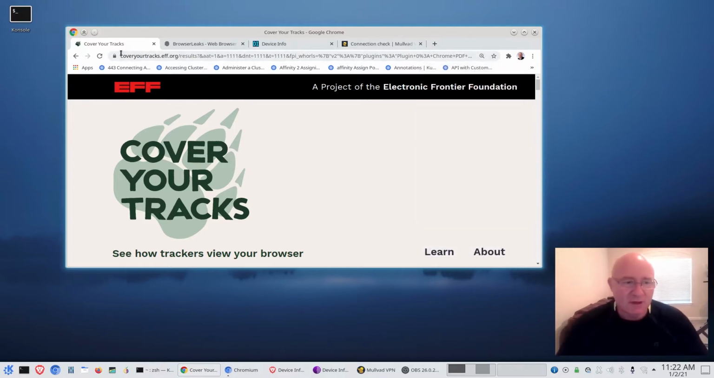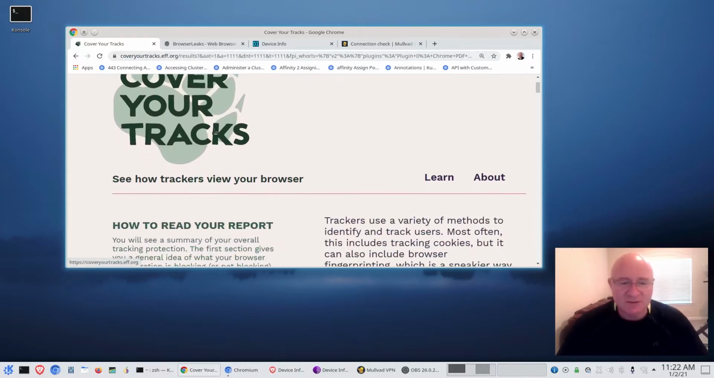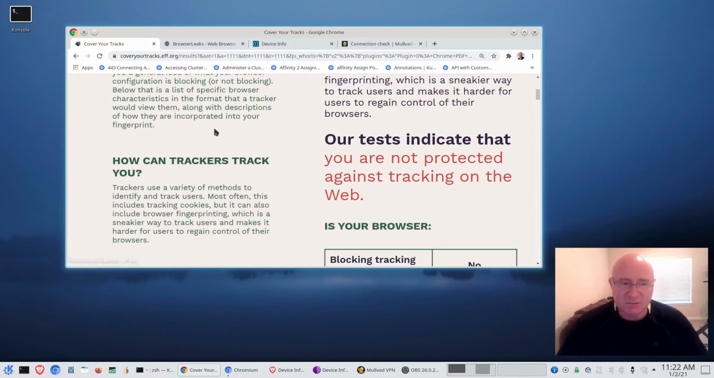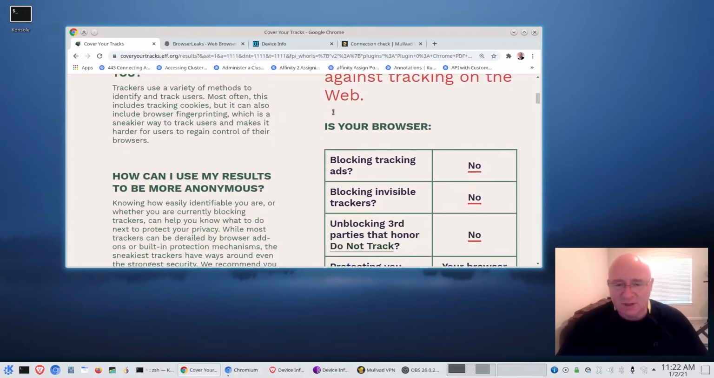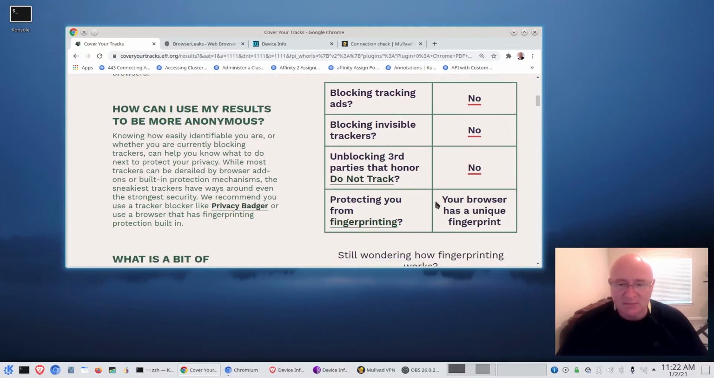So I've run a tool from the Electronic Frontier Foundation called Cover Your Tracks, and based on the results of this particular privacy checking tool, I'm not protected against tracking, which I kind of know that. And my browser has a unique fingerprint. So the fingerprint is very important to understand.